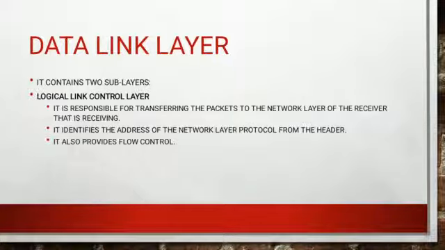From that physical layer, through a channel, the data will be received by the receiver side's physical layer. The data link layer's duty is to take data from the physical layer and transmit it to the network layer. It identifies the address of the network layer protocol from the header. So from the header and the trailer, it will identify the address of the source and the receiver, because the header and trailer are nothing but the MAC address of the source and the MAC address of the receiver.